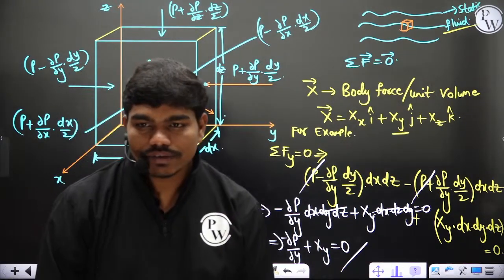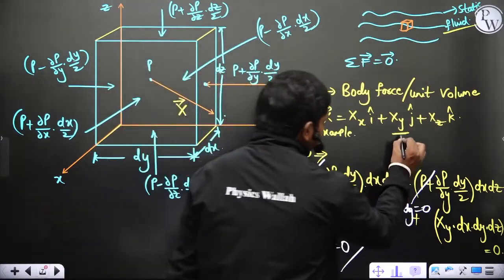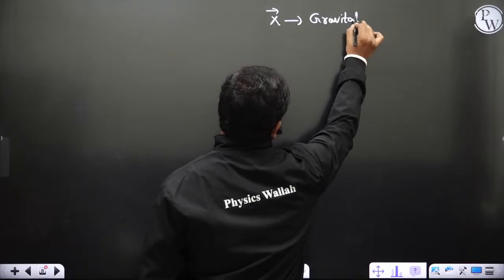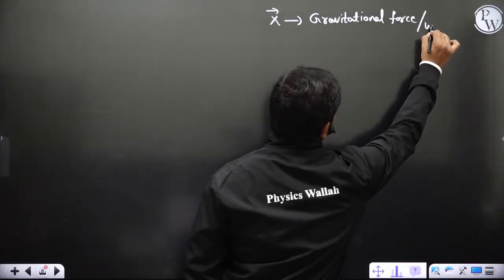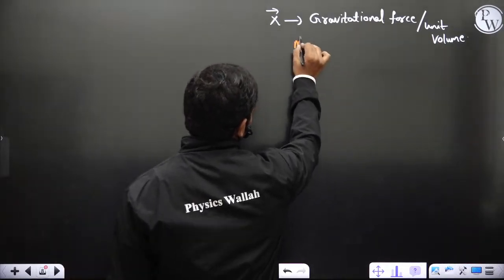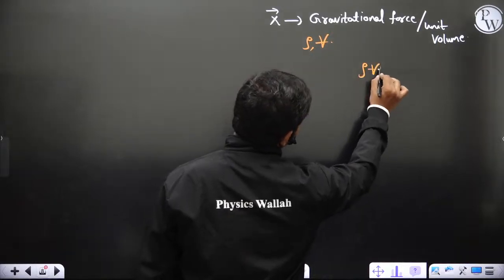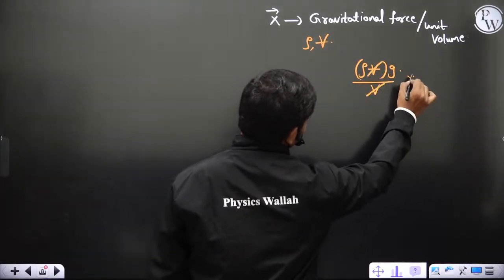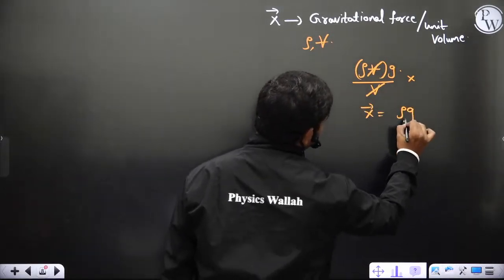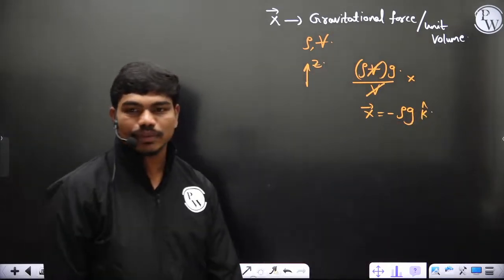Please explain the xy term. Which xy? This one. Okay, this xy term. Let us suppose x bar is the gravitational force per unit volume, and you have only gravitational force. If we have a body of mass m, or density rho and volume V, then the total gravitational force acting on this body is rho V g, mass times gravity. If you divide this by volume, you get x. So x bar is equal to rho g, but if you take z in the upward direction, weight acts in the downward direction, so there is a minus, and k bar. This is the x bar in this particular case.